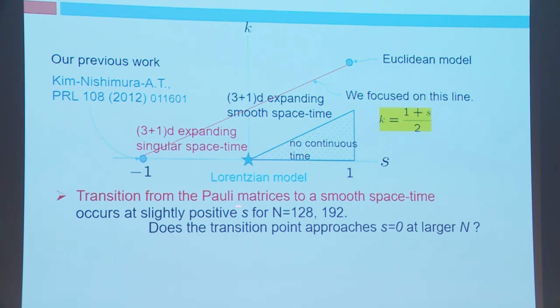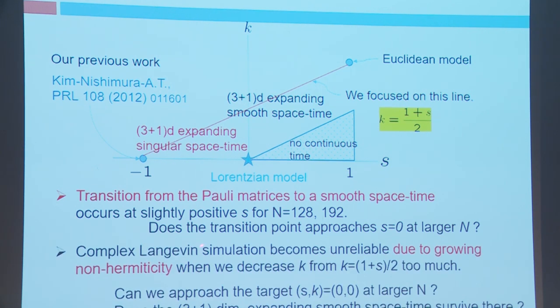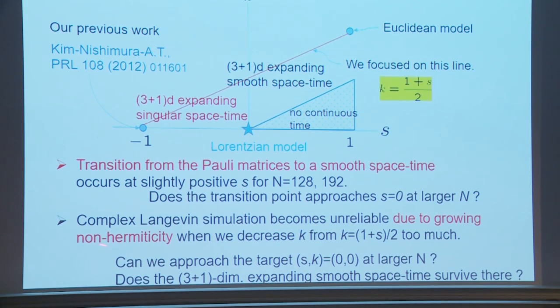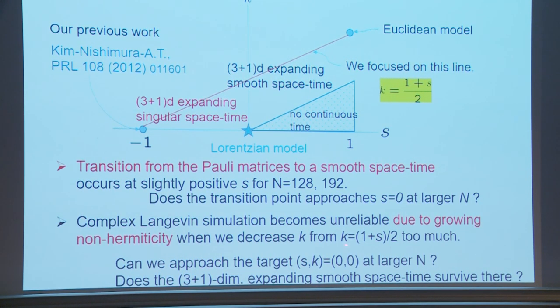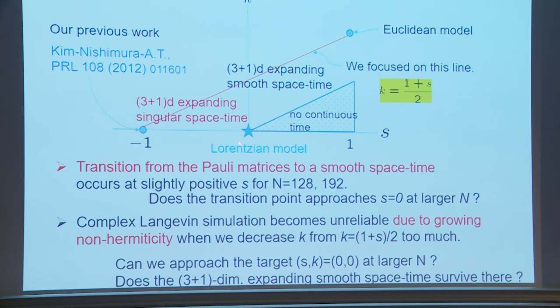Actually we have a slightly positive S here, but the target theory has S equal to zero. So we want to approach S equal zero by simulating at larger n. The complex Langevin simulation becomes unreliable due to growing non-Hermiticity when we decrease k from this line too much. But if we increase n, we expect to approach this line, this target theory here. So the question is, can we approach the target theory with S and k equal to zero at larger n?